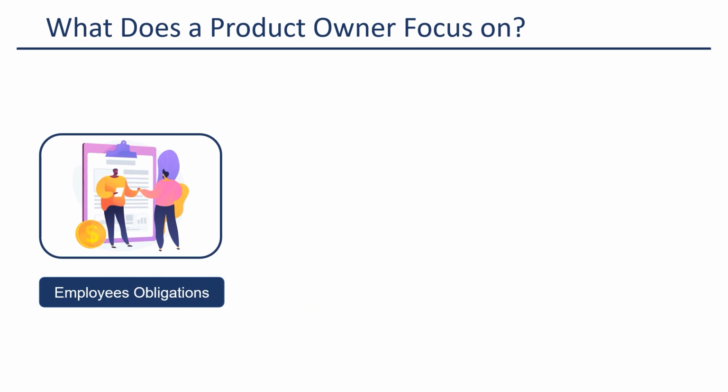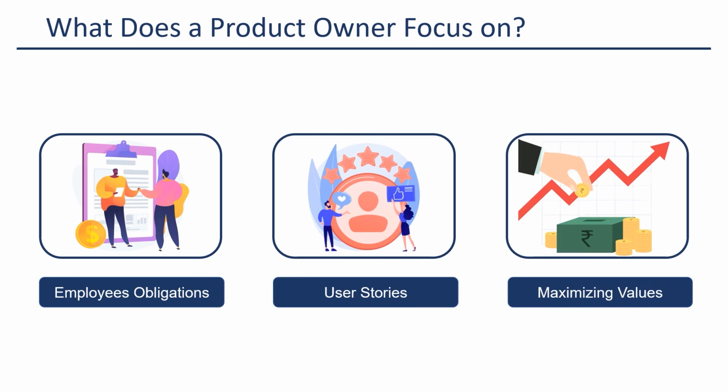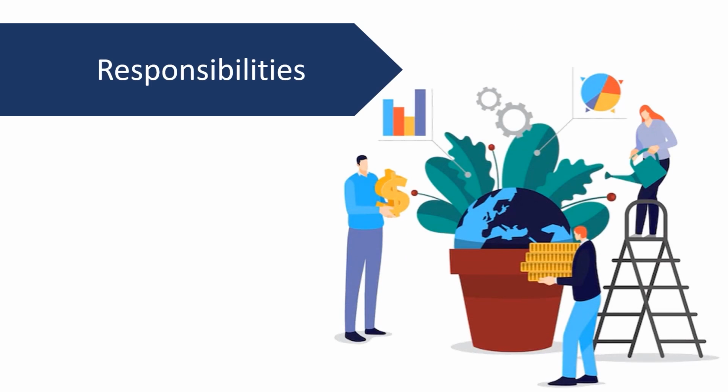Number seven, make these jobs part of the employee's everyday obligations. Number eight, user stories should be written for the development team. Number nine, maximization of the value of the product produced by the development team's efforts. Now let's move this session toward the responsibilities of both roles.